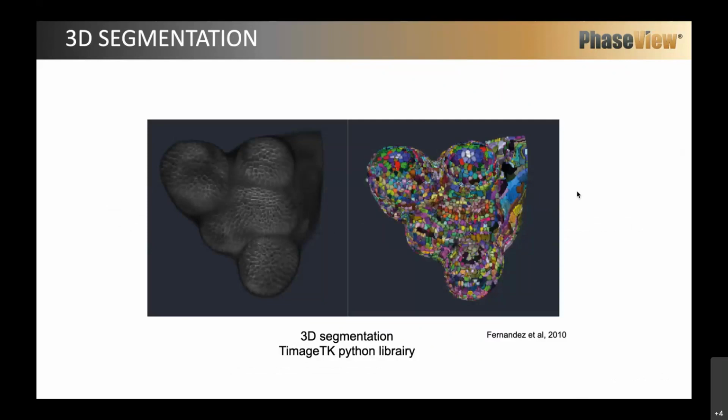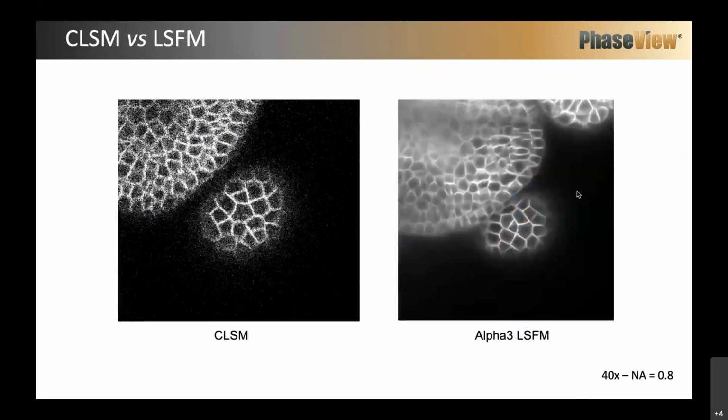So there are some mistakes, but I used the TimageTK Python library, which is really interesting with light sheet microscopy and 3D segmentation. With the depth we have in imaging, the signal we have deeper in the tissue, we can segment a big amount of cells. Here it's a segmentation of more than 7,000 cells.